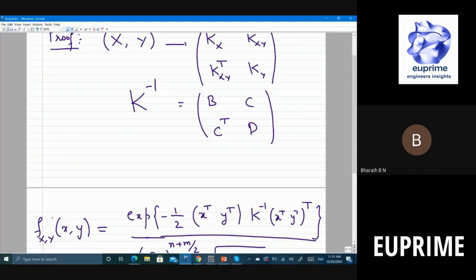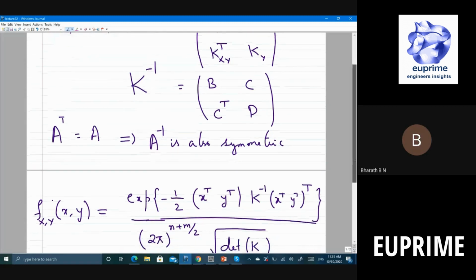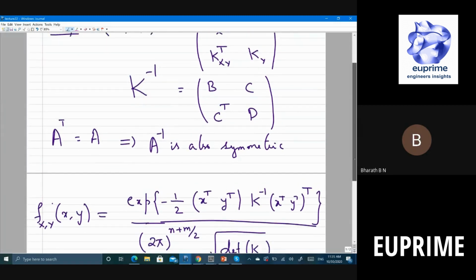Is that fine? If a matrix A is symmetric, A transpose is equal to A, then the inverse, if it exists, is also symmetric. So I'll call that inverse this matrix B, C, C transpose, D. Is that fine?